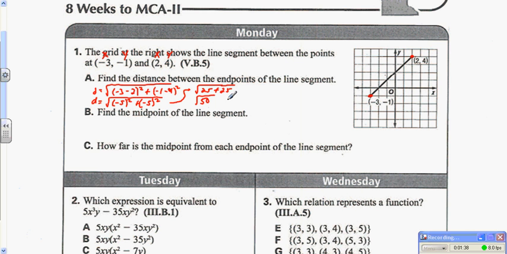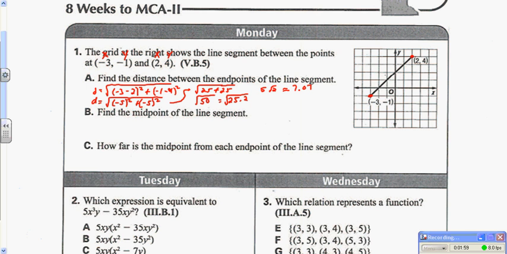which simplified is the same as 25 times 2, and you can root 25, which would give you 5 root 2. And this is approximately 7.07.